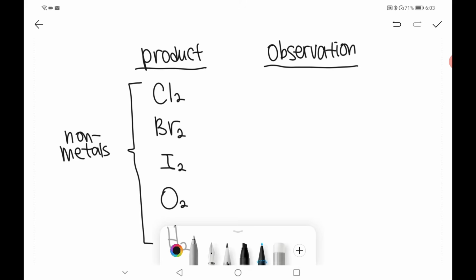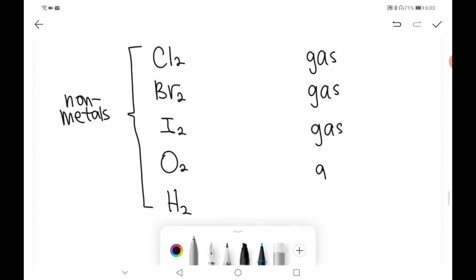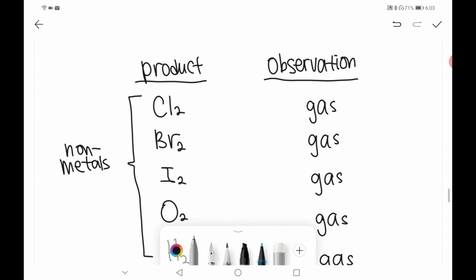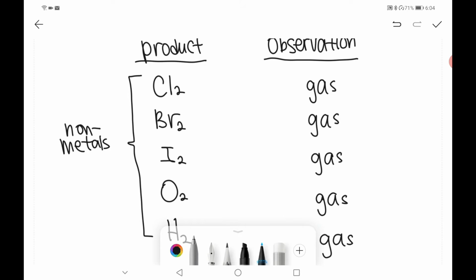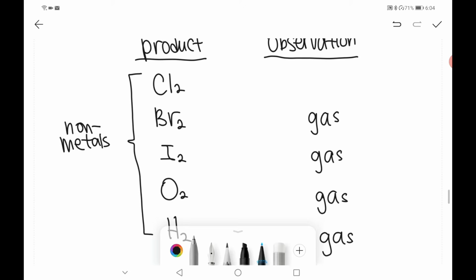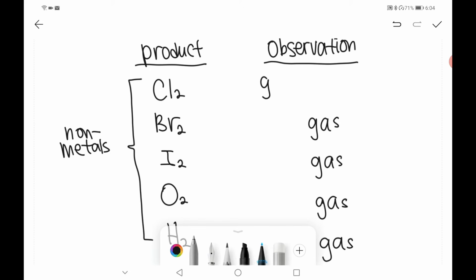Okay, you should expect to see gas, because for a non-metal you will get a gas. This is for electrolysis. So what about the color? Chlorine gas, the color is greenish yellow. It's a greenish yellow gas.